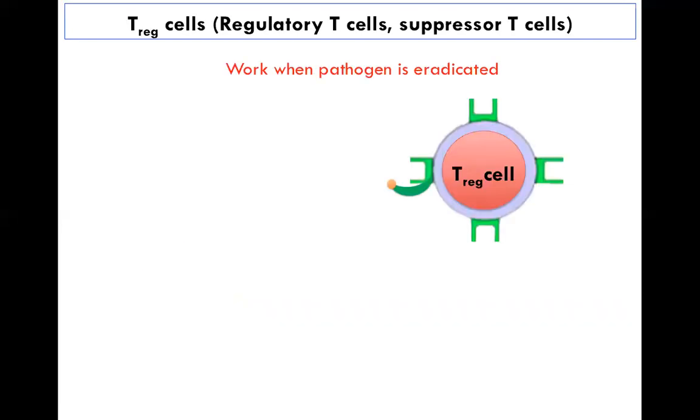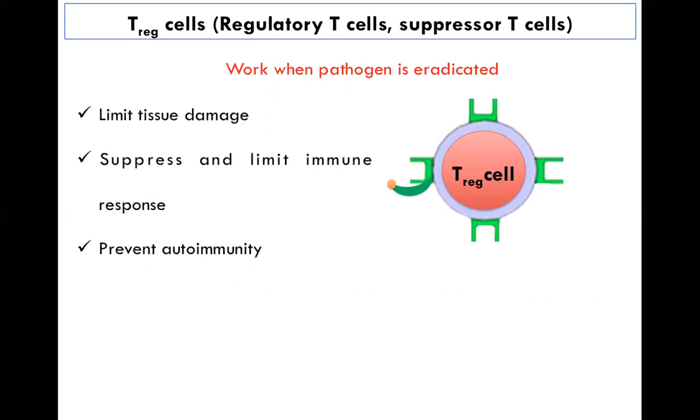Those are the cells called T regulatory cells. Because they are involved in the regulation of the immune system, they are called regulatory T cells, and they are also called suppressor T cells because they are involved in the suppression of the immune system. They work when the pathogen is eradicated. They limit the tissue damage, suppress and limit the immune response, and prevent autoimmunity. This is a very important subset of helper T cells, and they perform a very important function in our body. So how do they actually differentiate, meaning how do helper T cells get differentiated into T regulatory cells?